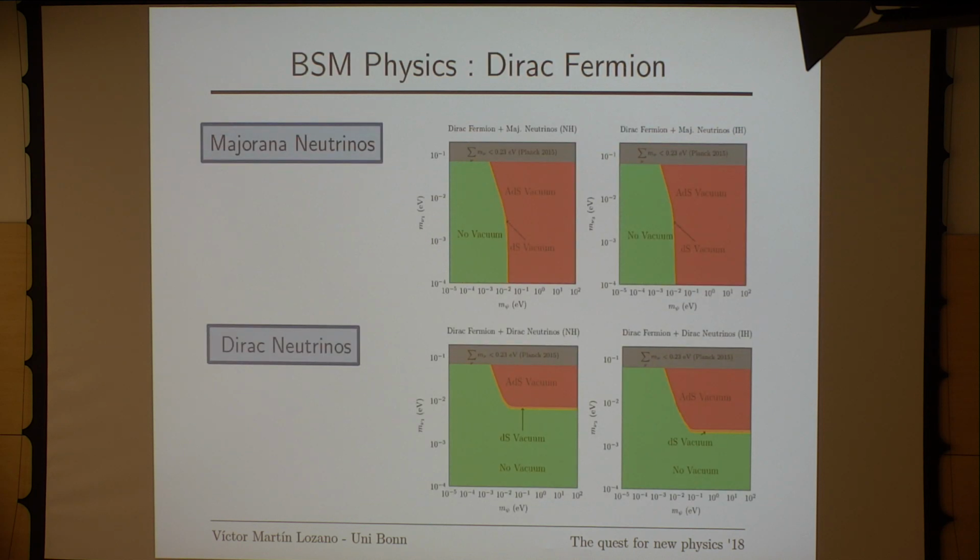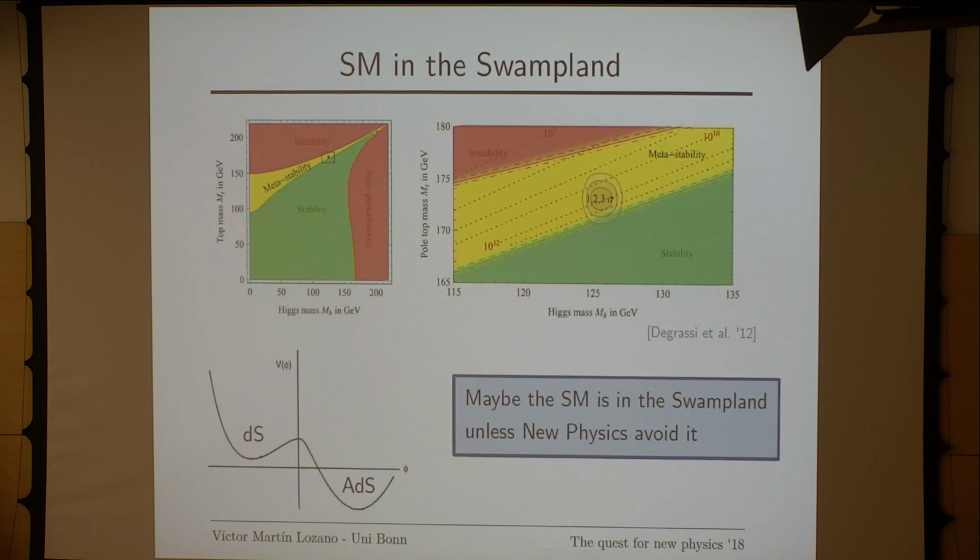So you may think, okay, these are conjectures, you are playing around, you are taking something that is not really robust. But at the end of the day, what we know about the standard model is that we are in the de Sitter vacuum. So we are here, and maybe there could be another deeper vacuum that could be AdS.